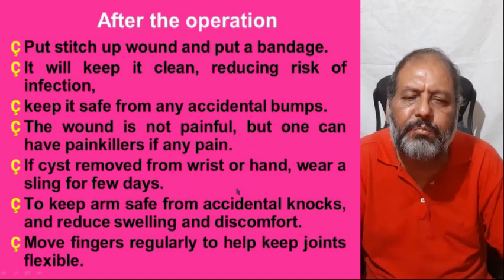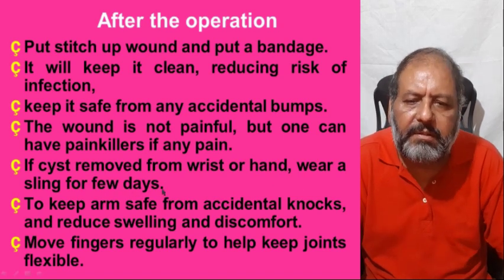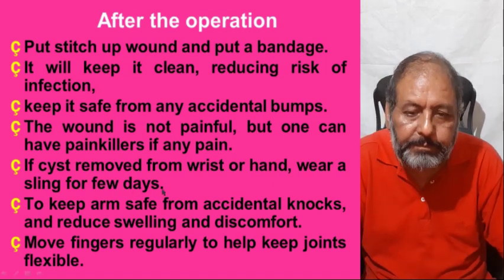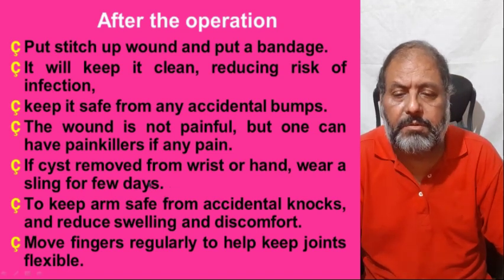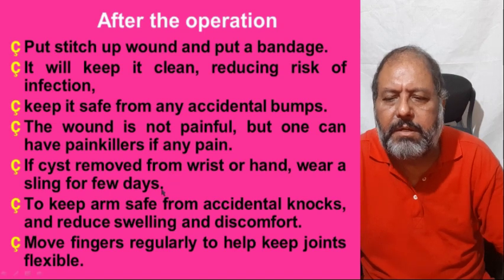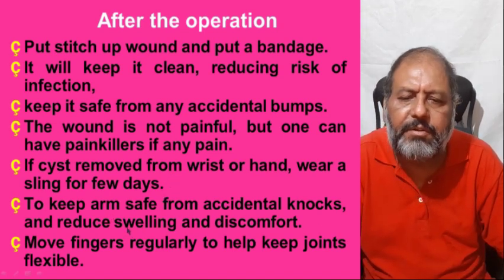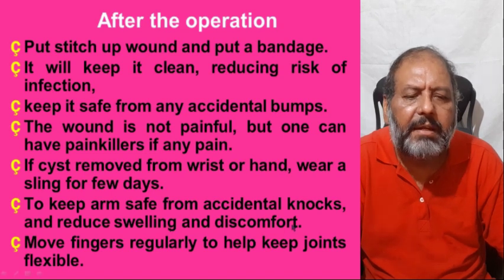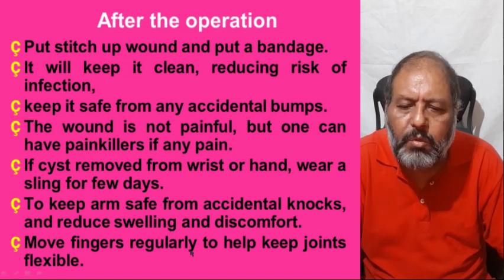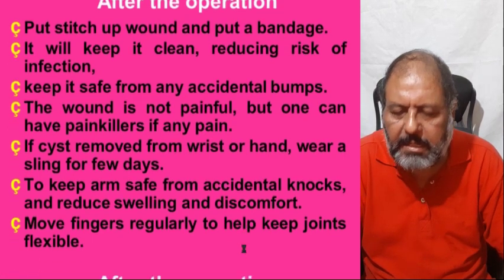If the cyst is removed from the wrist or the hand, wear a sling for a few days. That will help to improve the coming back to normal, keep the arm safe from accidental knocks, and reduce the swelling and discomfort. Move the fingers regularly to help keep the joint flexible.